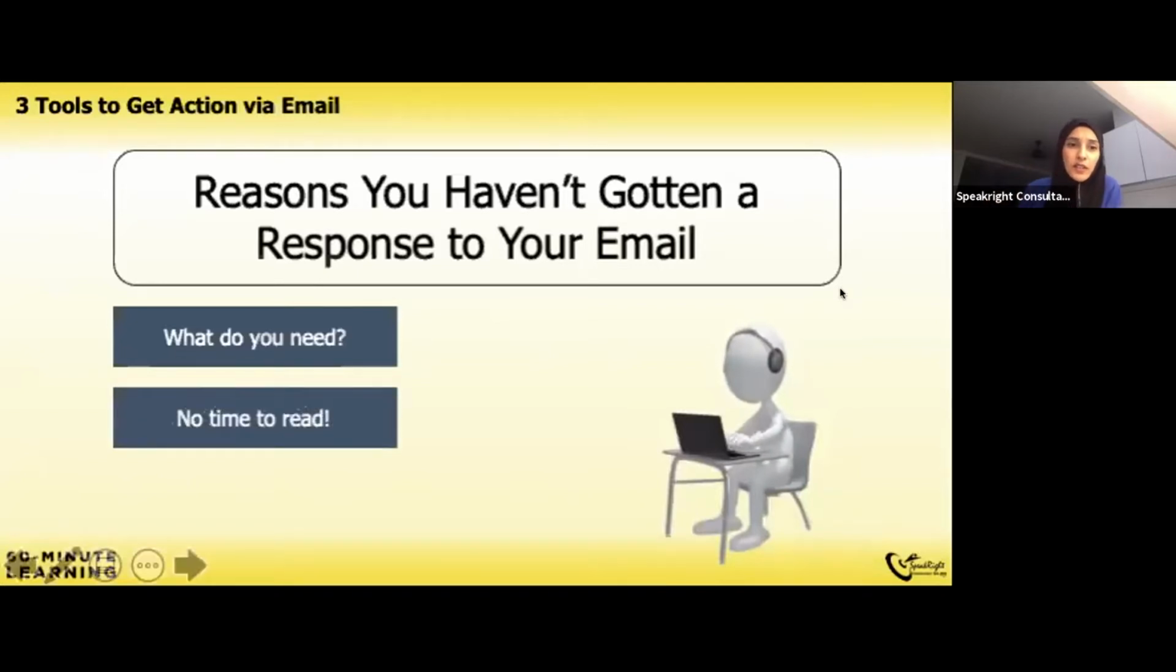Now, the second one here is you have no time to read. You get the email and it looks so lengthy, and what you did is you just scanned through and you decided, okay, I'm going to read this later when I get back home. And what happens? You don't read after that. You forget about it, all right?